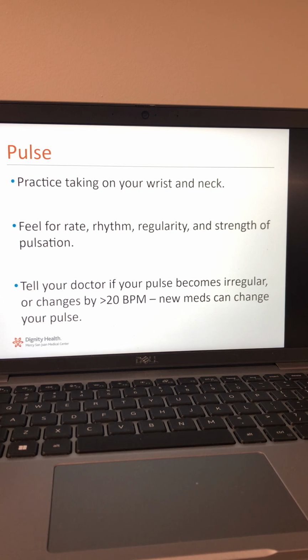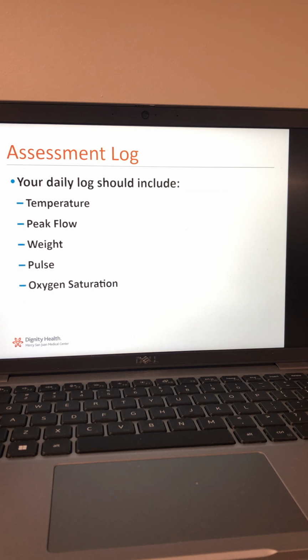So you want it to be the same regularity. And then the strength of pulsation. Can you hardly feel it? Is it bounding? So you've probably experienced all those. Sometimes we'll call it thin and reedy, and that has to do with dehydration. You're going to want to tell your doctors if your pulse becomes irregular or changes by greater than 20 beats a minute. But just know that new meds can change your pulse.